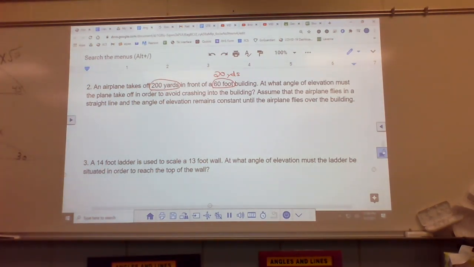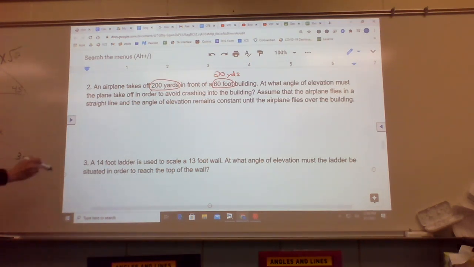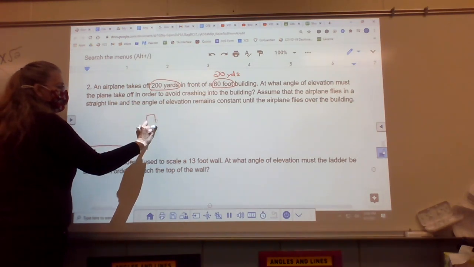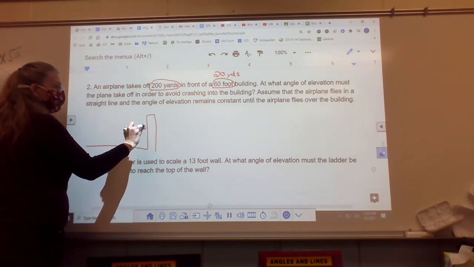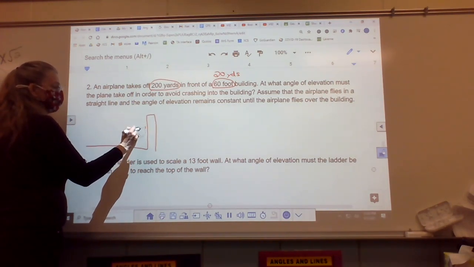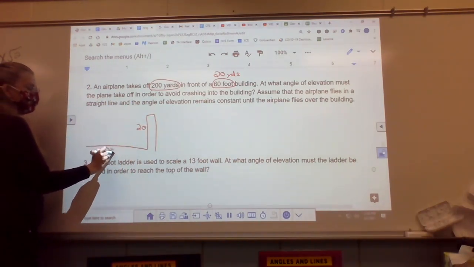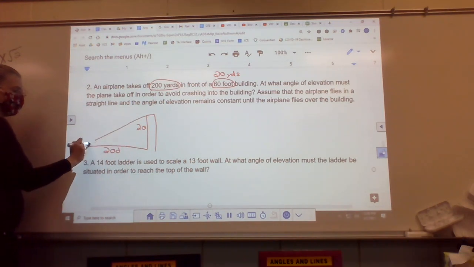And this particular problem I actually found online, and there was a key to it, and they actually did it wrong. You can't always trust everything you find online because sometimes things can be done wrong. This particular one, whoever made the key did it wrong. They forgot to change the units. So I have 200 yards in front of a building, and then my building is 60 foot tall, or 20 yards tall. So the building's 20, and it's 200 yards in front. There's my triangle.